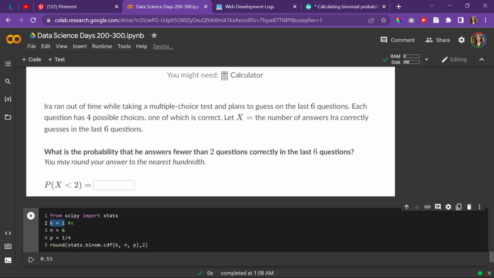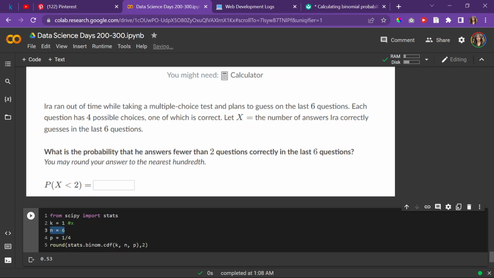So basically the probability that he answers at least 1 question right is what we're trying to look for. Don't make the mistake of putting 2, because then it'll give you a different answer. So x or k would be 1. Again, k is the number of answers Ira correctly guesses in the last 6 questions, but generally it's the number of successes that we're looking for. In this case, the number of correct answers.